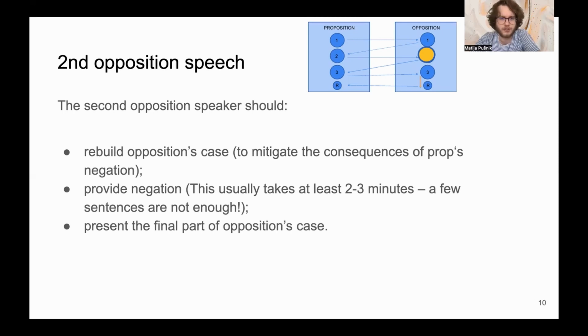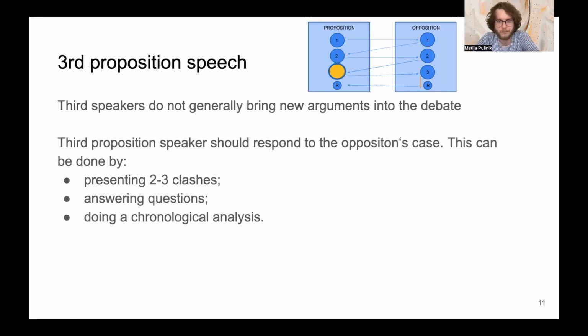Okay, if you go to the second opposition speech, again, the role is very symmetrical. The second opposition speaker should, one, rebuild the opposition's case. That means mitigating the consequences of prop's negation. They should be providing negations themselves. And again, the same applies, like not just a few sentences, but rather more. And finally, they're presenting the last parts of opposition's case, usually one argument, but again, nothing is set in stone. As many as you can possibly explain. If you explain them well, should be fine.